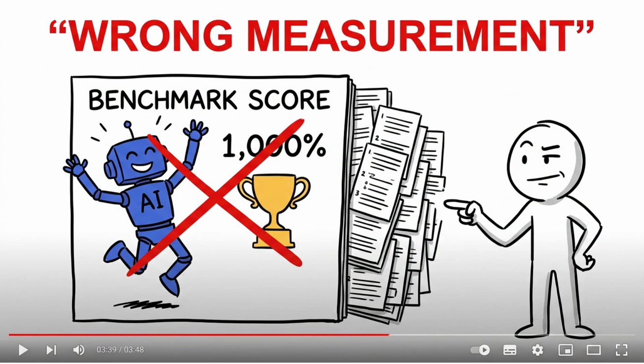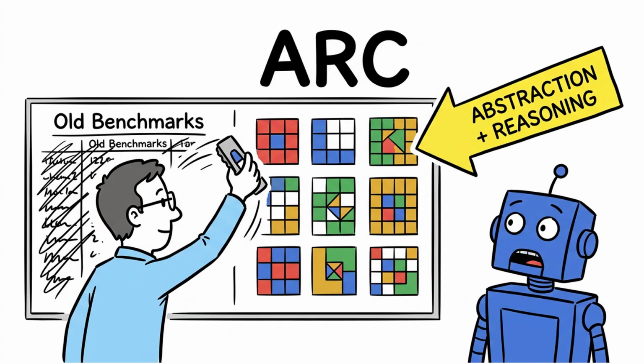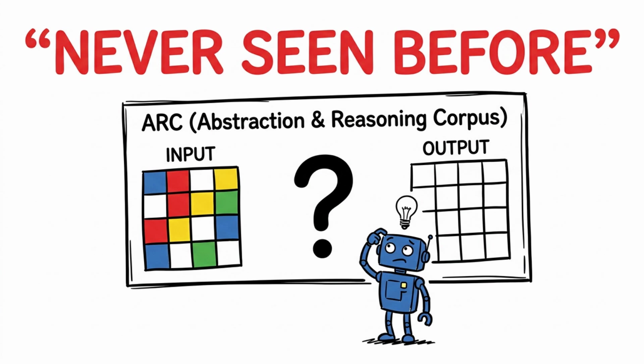So he built a different kind of test, called the ARC benchmark, short for abstraction and reasoning corpus. It presents small grid puzzles that no model could have memorized in advance, puzzles that require actual on-the-spot reasoning. And for years, the memorizing students, the giant language models, performed terribly on it.